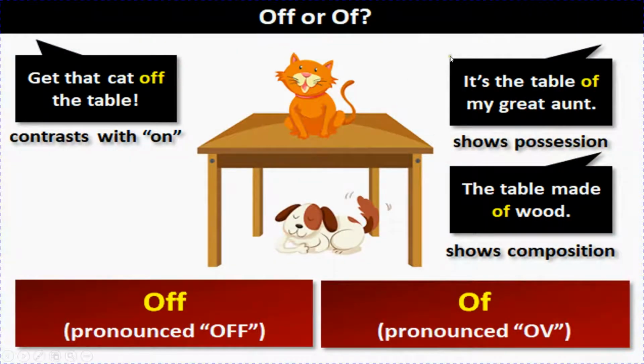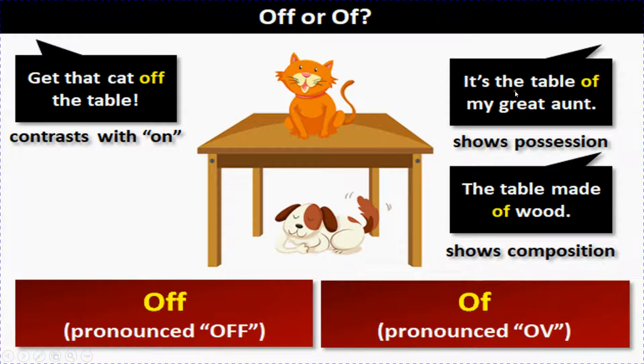The next is off or of. Like, get that cat off the table. What is the meaning of off here? It means to show separation or disconnection. You have to separate the cat from this table. So get that cat off the table means remove the cat from the table.